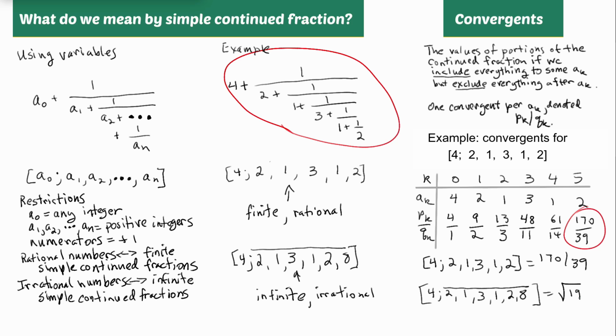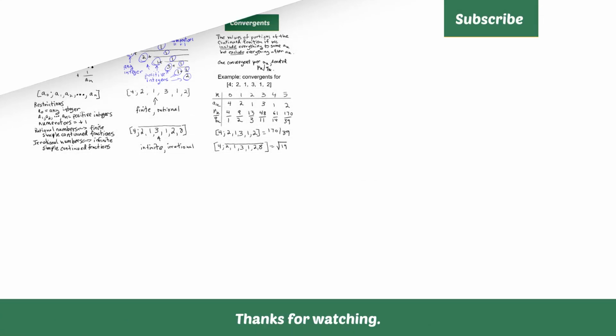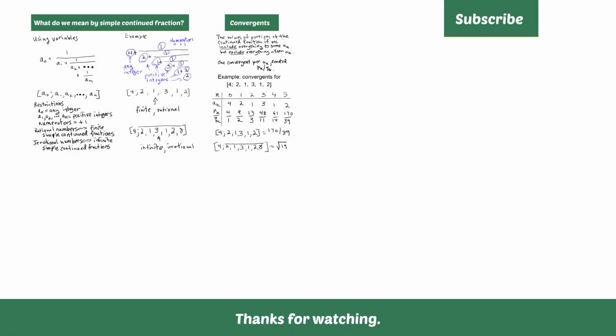Again, I'll leave it to you to do some calculations and discover for yourself if the convergents that we already have provide a good approximation for the square root of 19. For example, would you say 170 over 39 is close to the square root of 19? Do you notice anything else about the convergence? To recap, we talked about what we mean by simple continued fraction and looked at something called convergents. That's all for now.